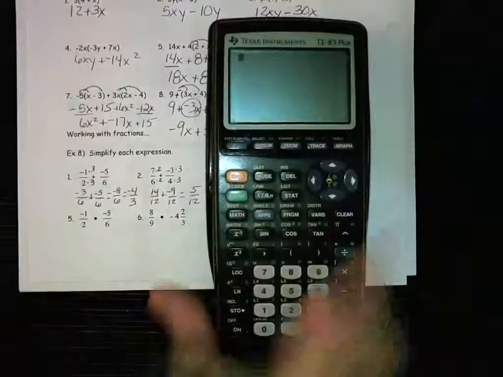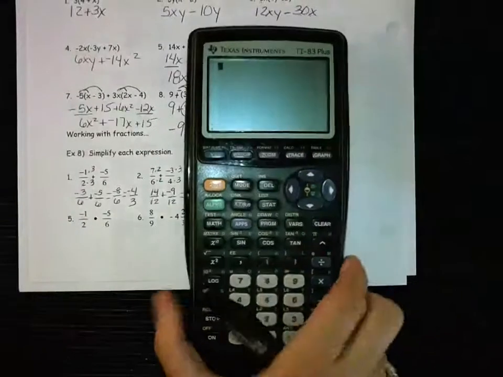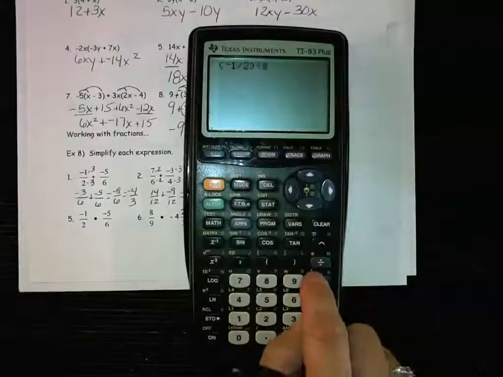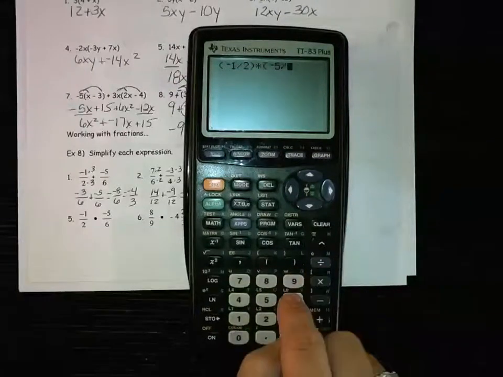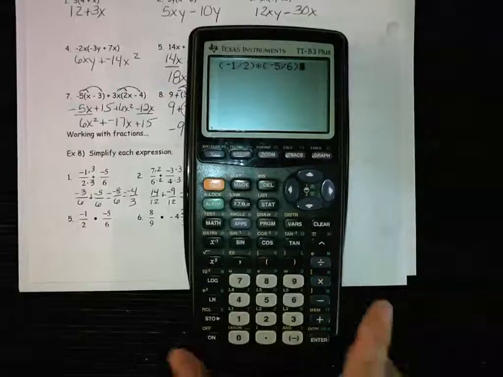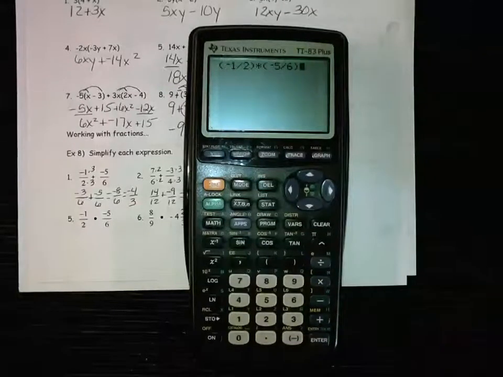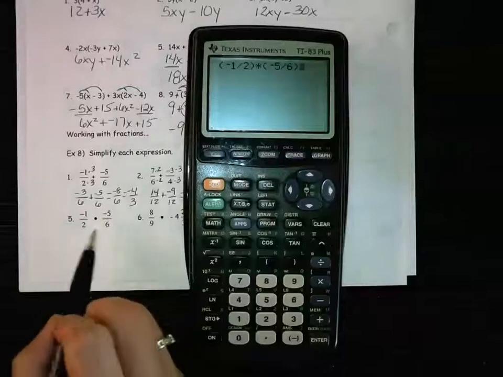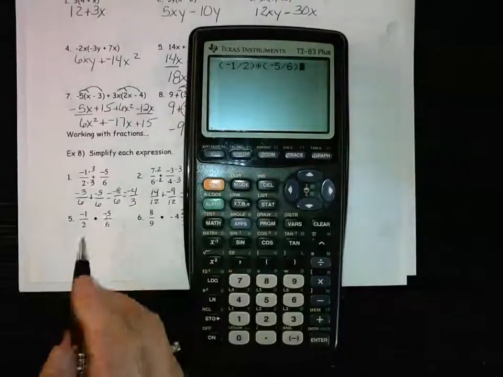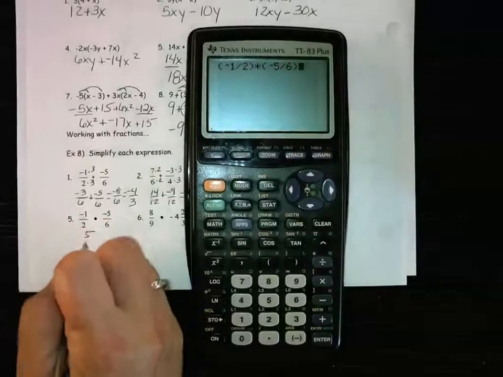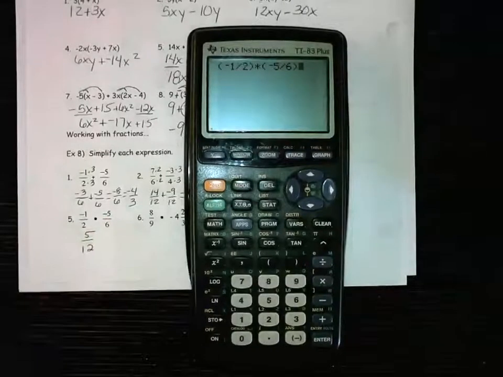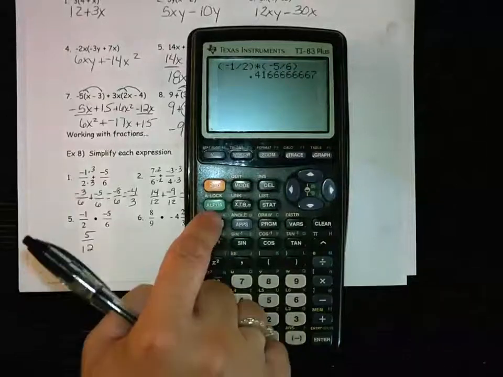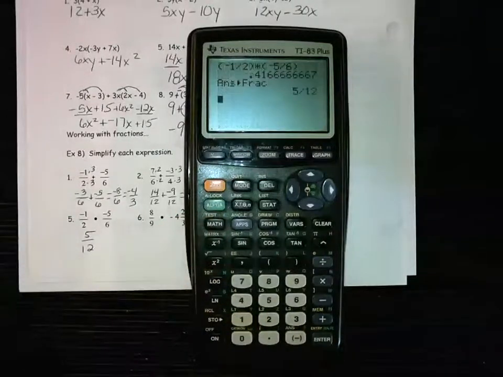Multiplying and dividing, if you just have fractions, works the same way. -1/2 times -5/6. And before I hit enter, with multiplying fractions, all you have to do is multiply straight across. -1 times -5 is 5. 2 times 6 is 12. And double checking that, we go to our math key, hit number 1, and you get 5/12.